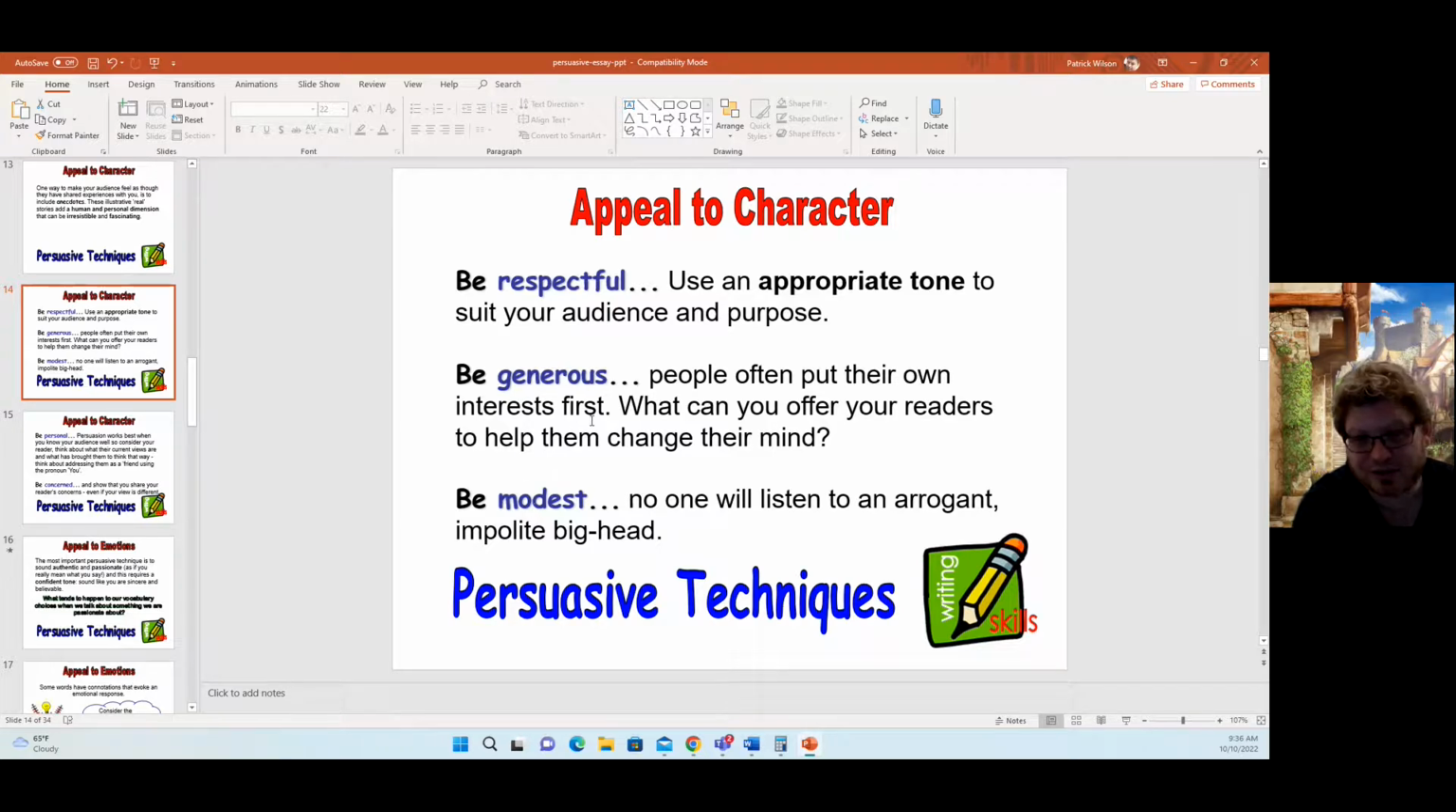So if you look here, generous: people often put their own interests first. What can you offer your readers to help them change their mind, right? Be modest. No one will listen to an arrogant, impolite big head. So again, if you have somebody at a used car lot or at, let's say, a Toyota place, and they're being obnoxious about, "Hey, you really need to buy this," but they're not really telling you why, then chances are you're going to go down the road, try to find another salesman, or you're going to complain, or whatever the case may be.